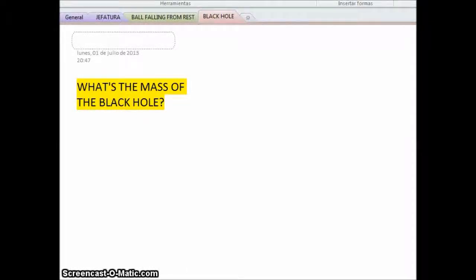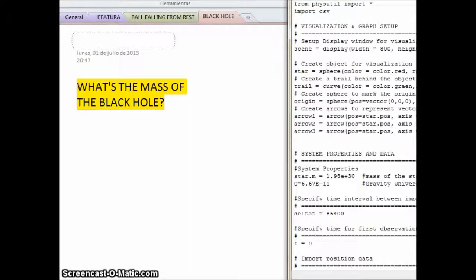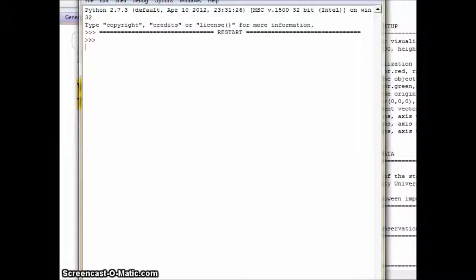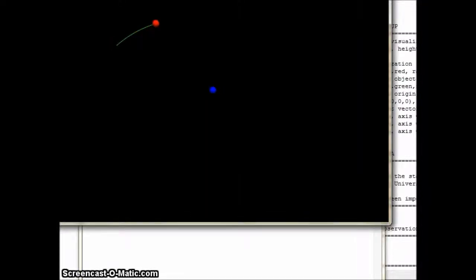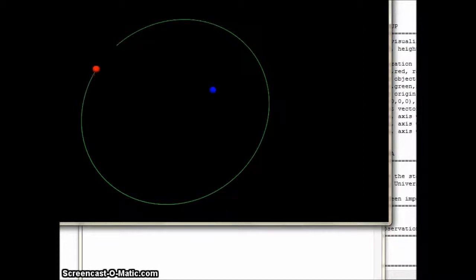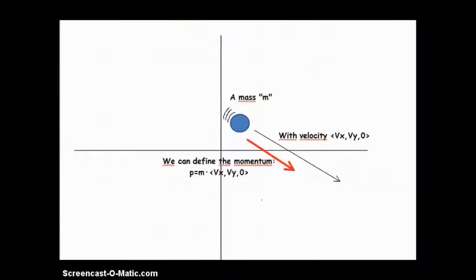Welcome everybody to my new work for this course. The question today is: what's the mass of the black hole? What hole? But what black hole? This. We can see a star, the red ball, moving around a blue ball. The blue ball is the black hole. The green curve is the trajectory of the star.